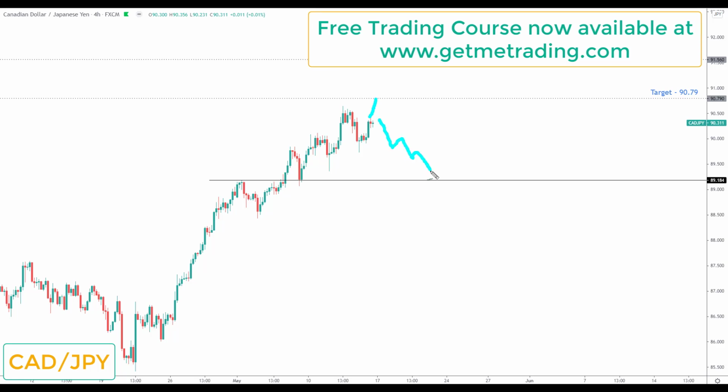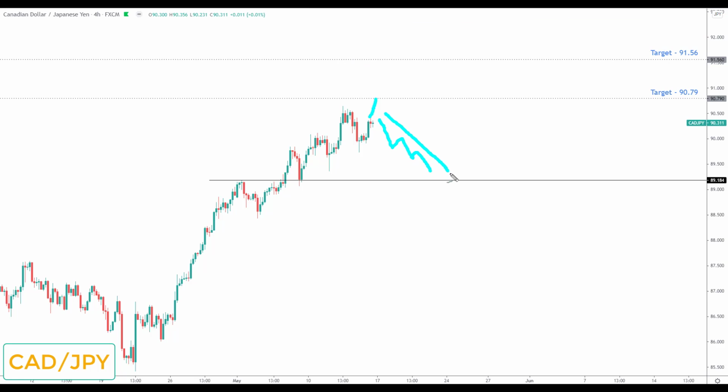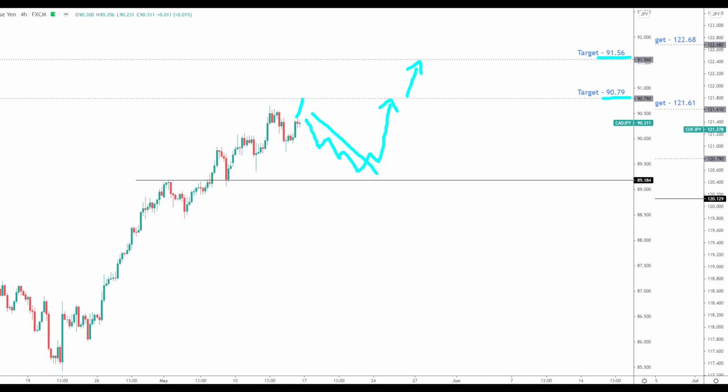market, and any correction in this market will be viewed as an opportunity to look once again for bullish reversals up towards the next key area of resistance, the upside and the target set at the 90.79, assuming it hasn't already been taken out over here. If it has been taken out, then I would be looking up towards target 2 at the 91.56.